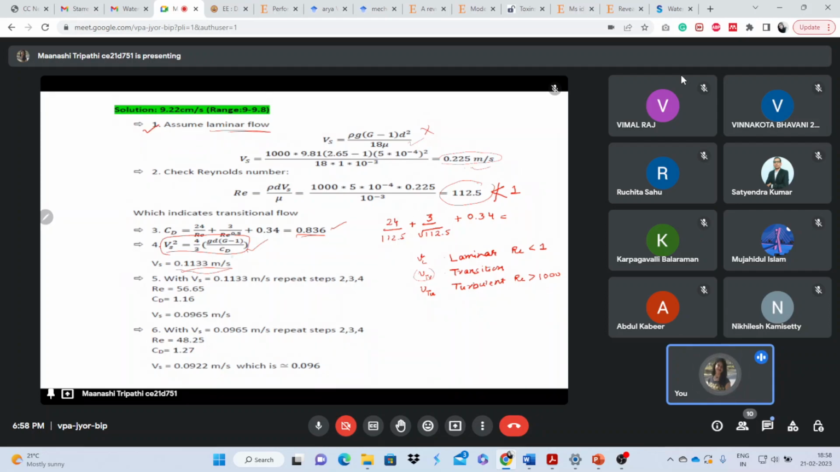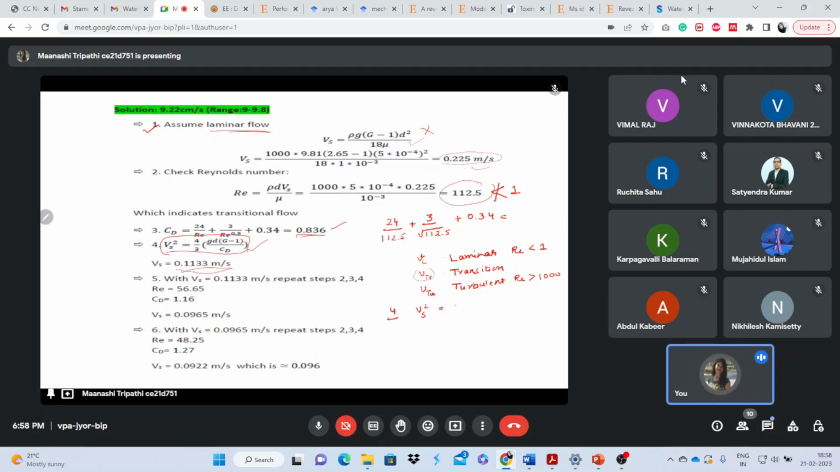And how do we calculate this Cd? This is the equation: 24 upon Re plus 3 upon Re raised to the power 0.5, meaning 3 upon the square root of Re, plus 0.34. Okay, so this is step number 3 that we will do. After putting in the same Reynolds number, the transition Reynolds number, we will get this value 0.836. We will use the same in this equation. So how will we use it in step 4?